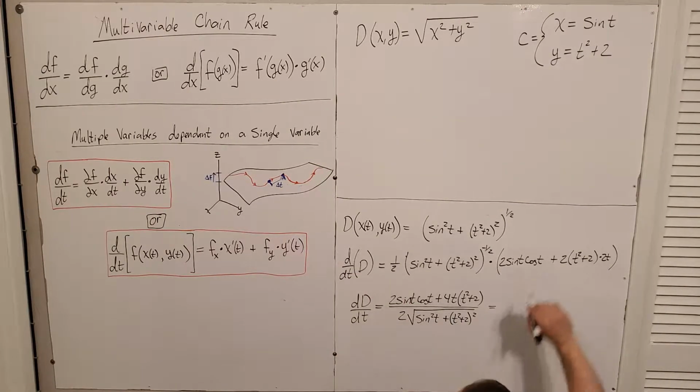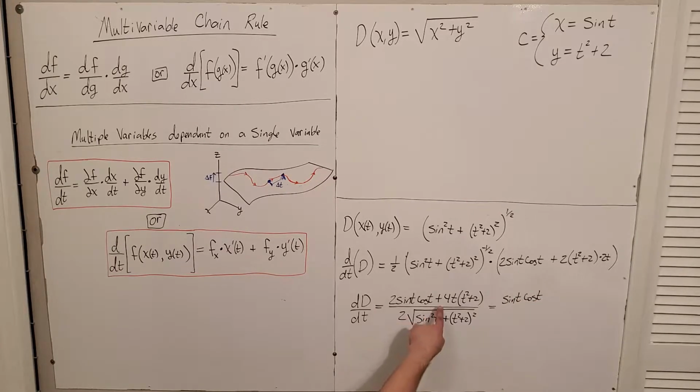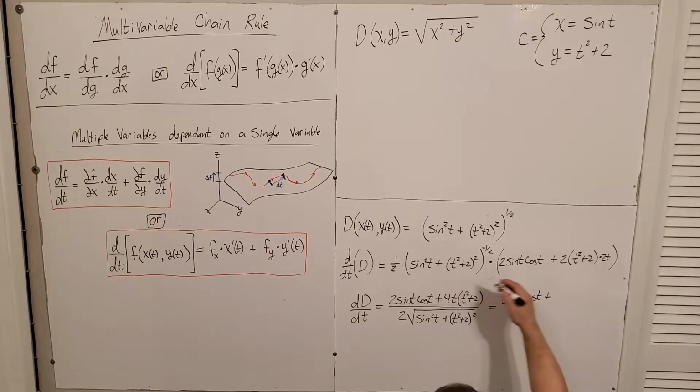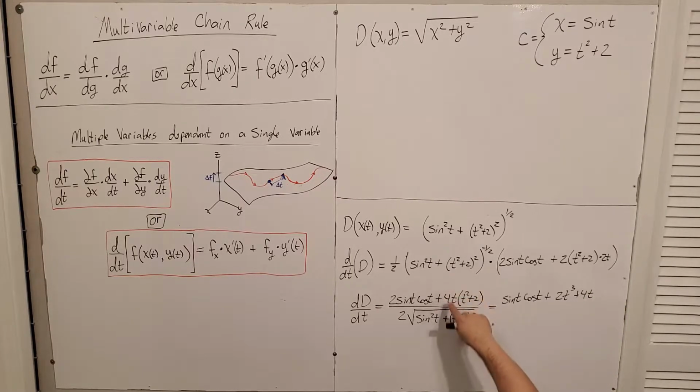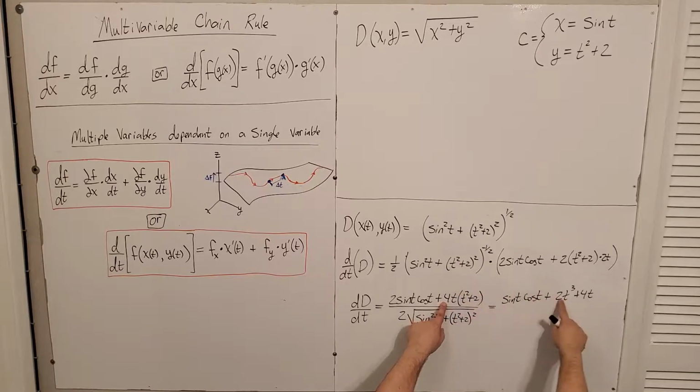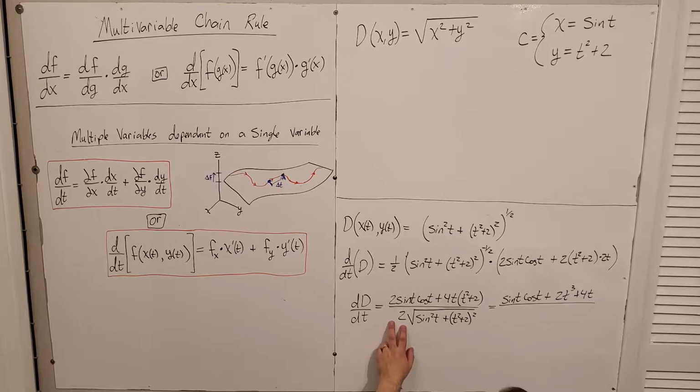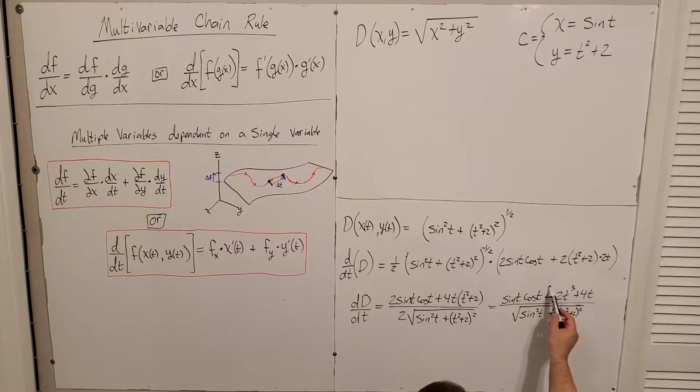Let's see. I've got sine t cosine t plus, and then I'm going to go ahead and distribute this in: 2t cubed plus 4t, right? Because this will be a 2, 2t times t squared and a 2t times 2. And then in my denominator, I was able to reduce out the 2, so I have square root sine squared t plus t squared plus 2 squared. Okay, so I found my derivative.